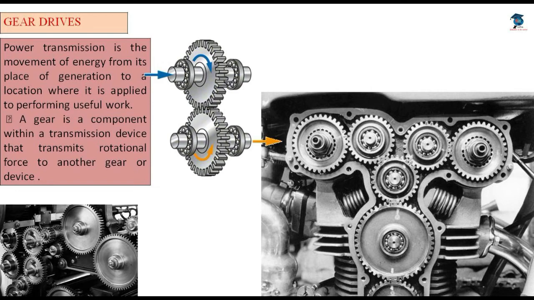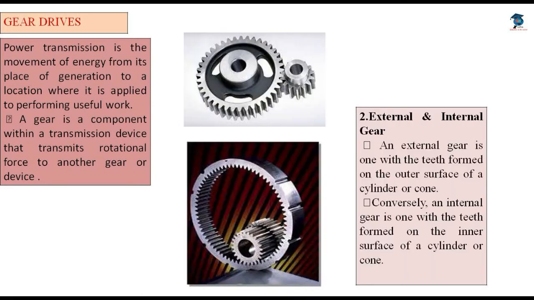Gear drive is a positive drive with no slip at all, and it can transmit very large power with high transmission efficiency. Gear devices are of two types, namely external and internal. An external gear is one in which teeth form on the outer surface of the cylinder or cone and mesh externally. Conversely, an internal gear is one in which teeth form on the inner surface of the cylinder or cone and mesh internally. So here we will discuss all the gears one by one, starting with spur gear.